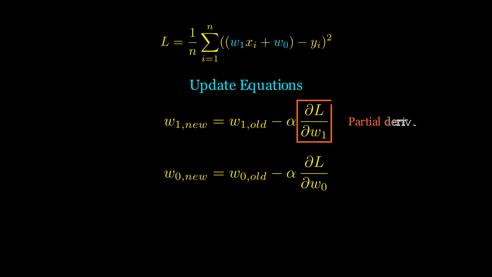In this expression, dou L by dou W1 represents the partial derivative of the loss function with respect to W1. Because we are working in a multivariable space, we use the partial derivative dou L by dou W1 to measure how the loss changes with respect to W1 while holding W0 constant. This explanation on partial derivatives was provided in our previous class. The same principle is applied to derive the update equation for W0. Take a look at our final equations.